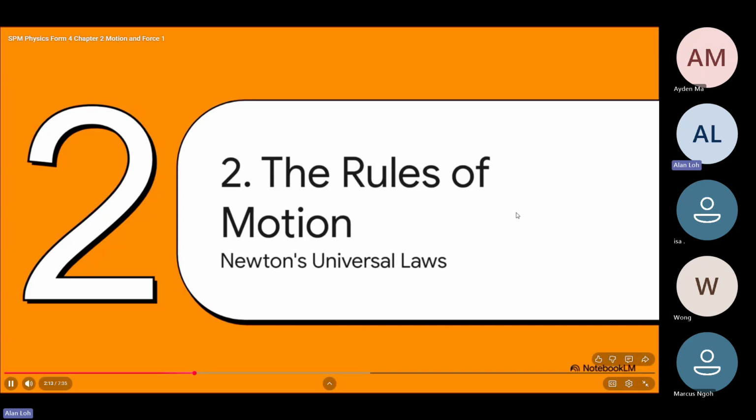Okay, so we've got the language down. Now let's get to the rulebook. Drawer 2, Newton's laws. These are like the source code for the universe, explaining exactly why things move the way they do.